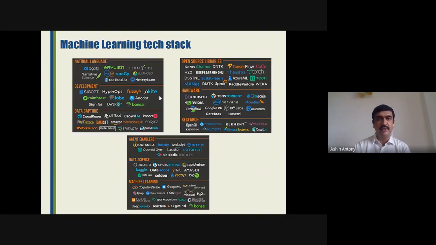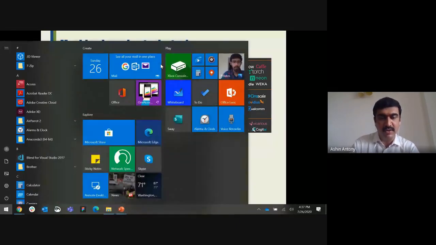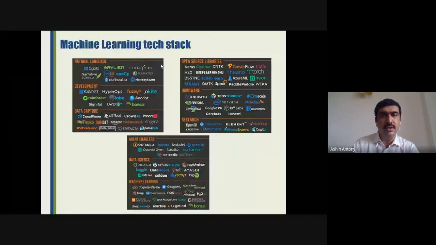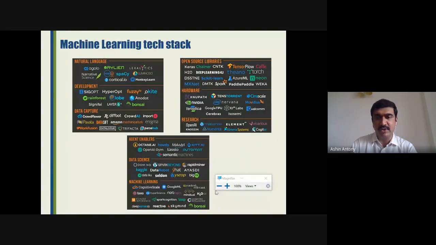A quick look into some of the technology stacks. The PPT here contains the links to most of these images that I'm sharing. You can always look up, or search for, the technology landscape of any of the technologies out there. You'll be able to see what the technologies are that we are talking about.